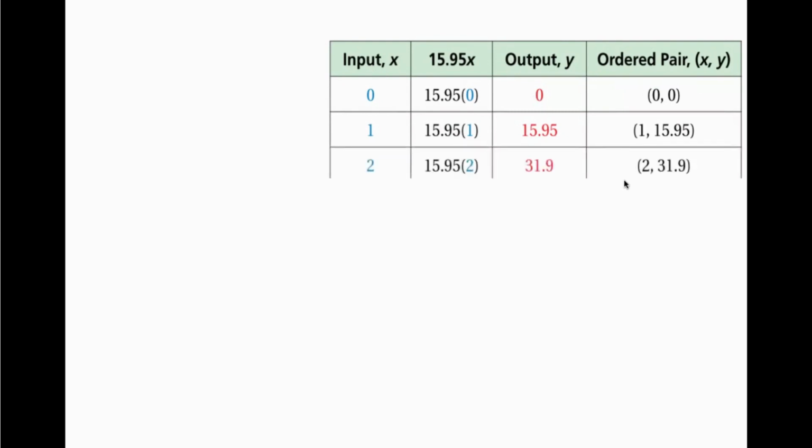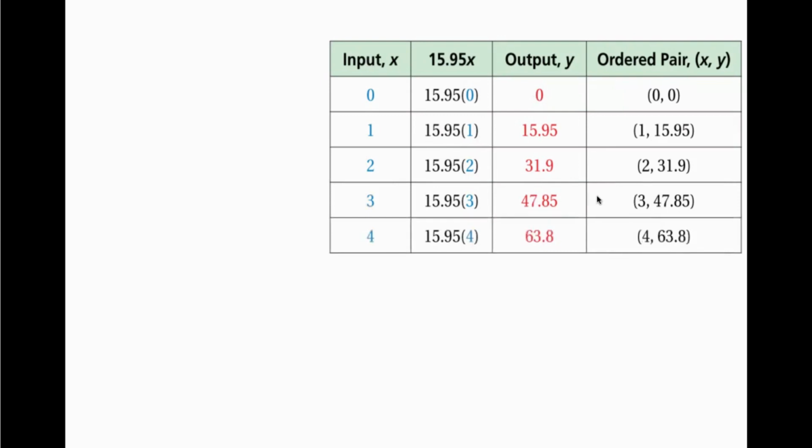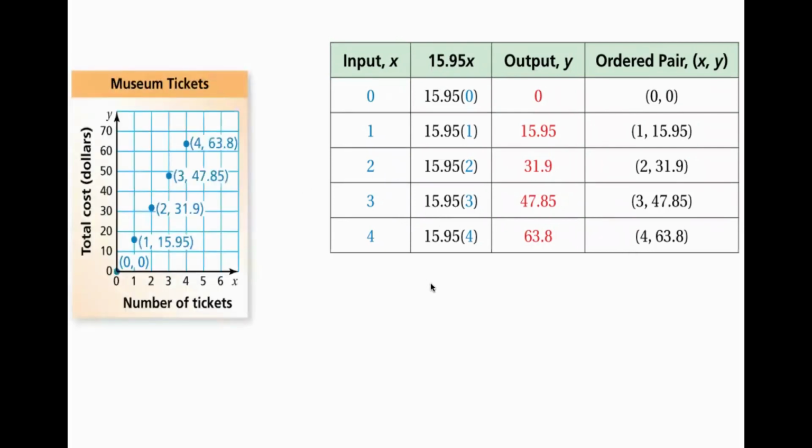Plug in 2, and you would get 2, 31.9. Plug in 3, and you would get 3, 47.85. And lastly, plug in 4, and you would get 4, 63.8. Now that you found all your ordered pairs with the domain values that you were given, you can go ahead and plot these ordered pairs on a coordinate plane. And because most of your y values are decimals, you can just accurately estimate where they would fall on the graph.